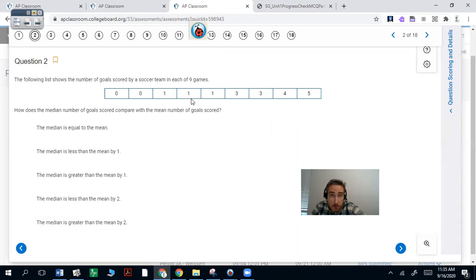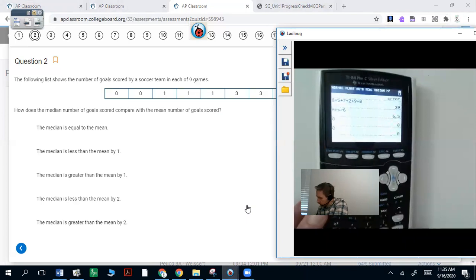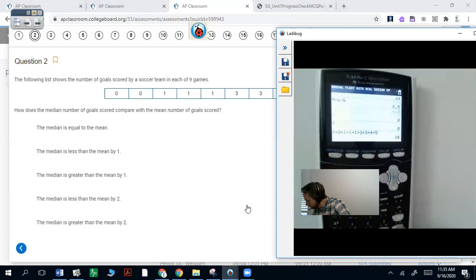I would say the mean is going to be a little bit less because there's 3 1s as opposed to only 2 3s and a 4 and 5. Let's just double check it though. The mean can be calculated pretty quickly. So 0 plus 0 plus 1 plus 1 plus 1 plus 3 plus 3 plus 4 plus 5. Is that 18? Divided by 9.